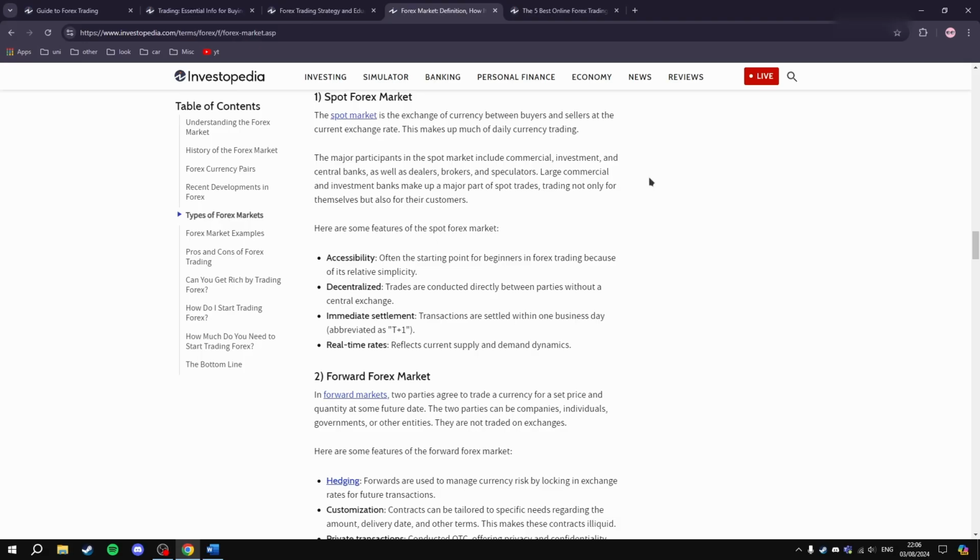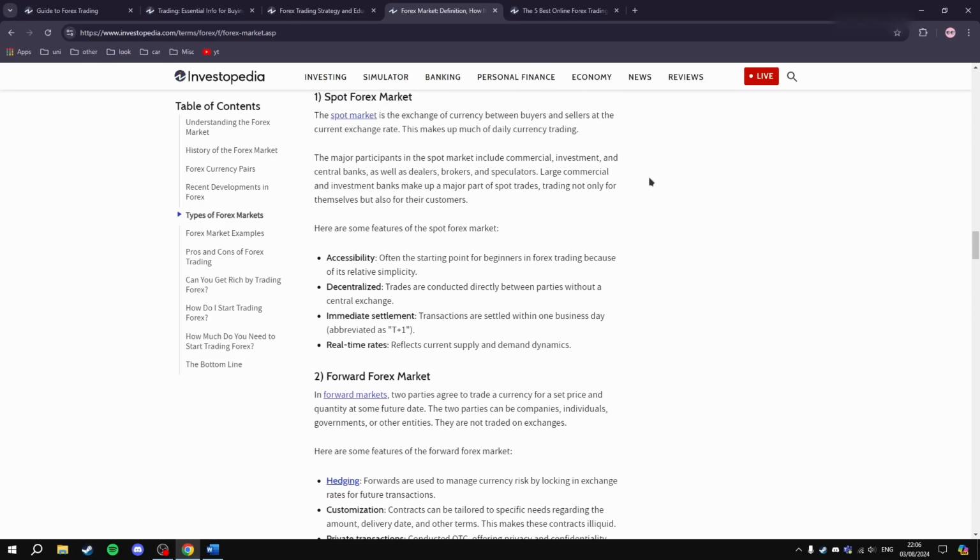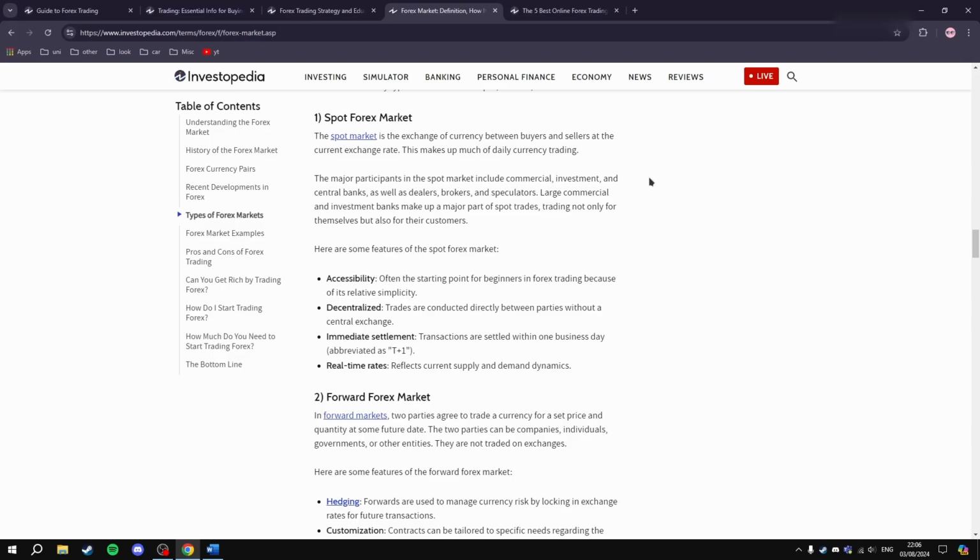The spot market is the exchange of currency between buyers and sellers at the current exchange rates. This makes up much of daily currency trading. The major participants in the spot market include commercial, investment and central banks, as well as dealers, brokers and speculators. Large commercial investment banks make up a major part of spot trades, trading not only for themselves but also for their customers.